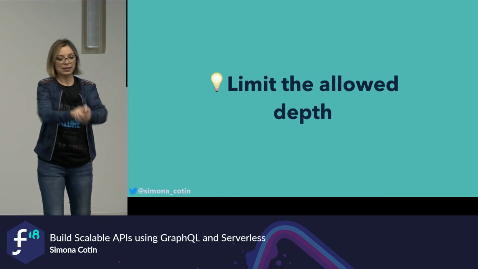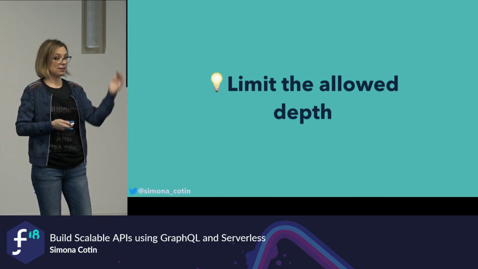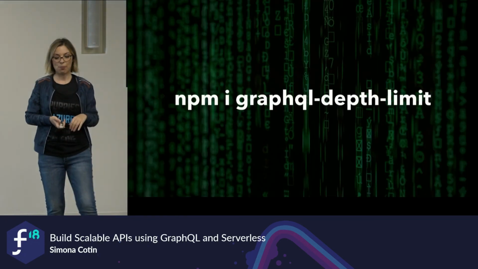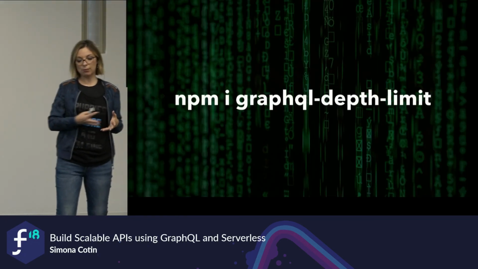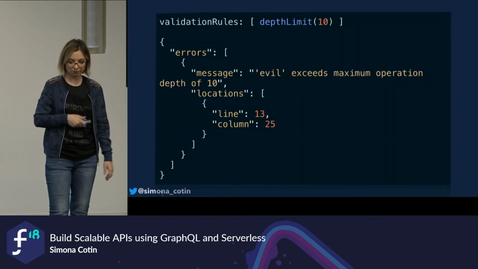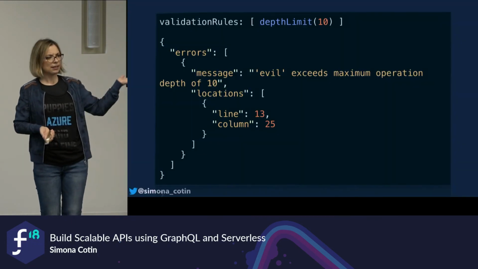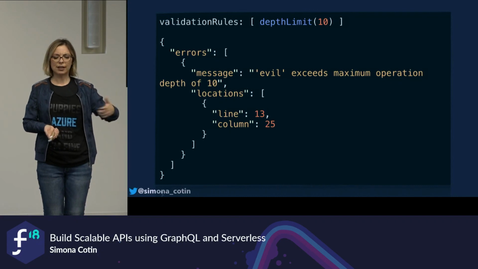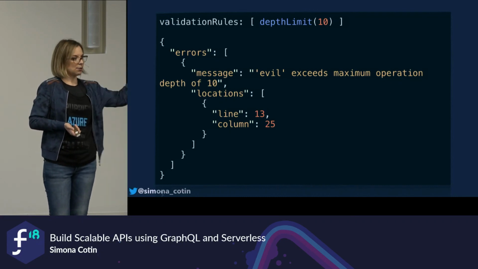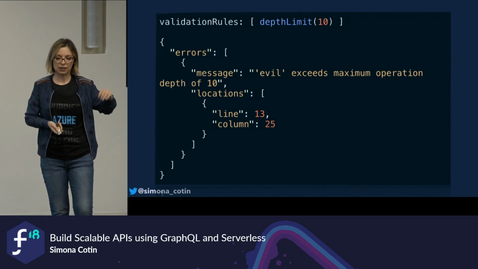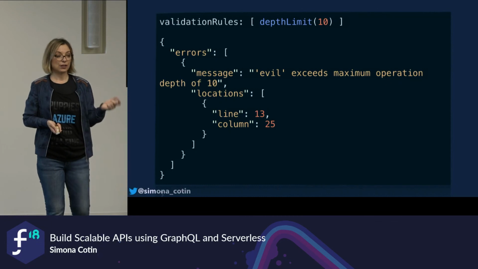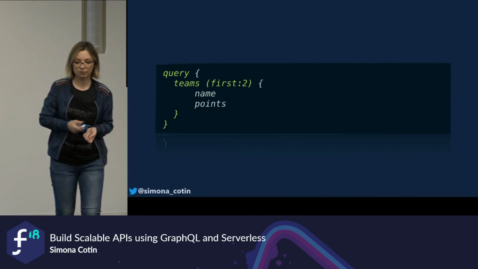And what we can do is limit the allowed depth of the queries that can be executed, or the nesting that we can do. And there's packages that can help us with that. GraphQL depth limit is one of them. And the way we would do that, in our GraphQL configuration, we would define a validation rule that defines 10 as the maximum level of nested queries. And then if that's being exceeded, then we're going to return an error message to the client.